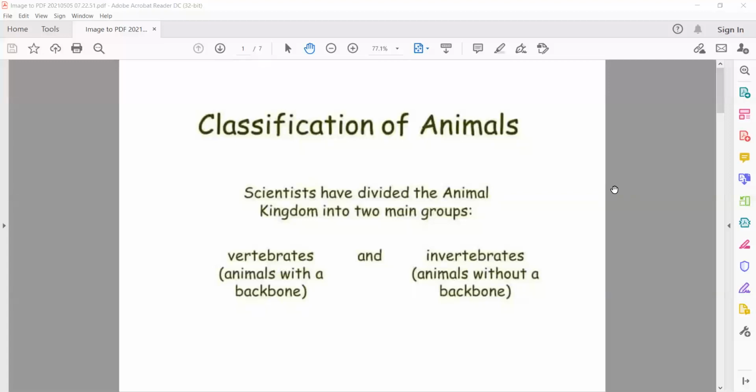Okay, so first of all, let me revise the previous lecture. In the previous lecture, we have studied the classification of plants. We have studied that plants have been classified into two groups, the flowering plants and the non-flowering plants. Means the flower producing plants and the plants which do not produce flowers. Then we have studied that the flowering plants have been classified into two major groups, that is the monocot plants and the dicot plants.